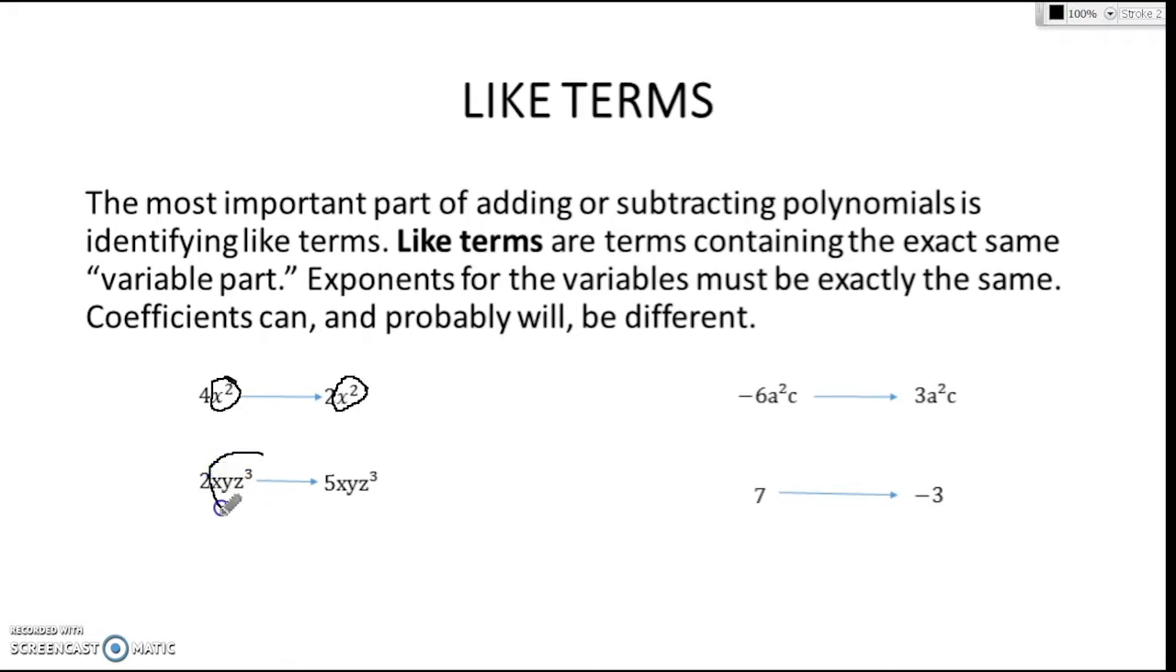Here we have a 2xyz to the third and a 5xyz to the third. They are the same, therefore we can add or subtract. We have a squared c, those are the same, and here we have a 7 and a minus 3. Not the same signs, but we don't care about the signs. We can add positive, negative numbers or subtract them all day long. What matters is they have the same variable part. And in this case, they don't have a variable part at all, and that's totally fine.